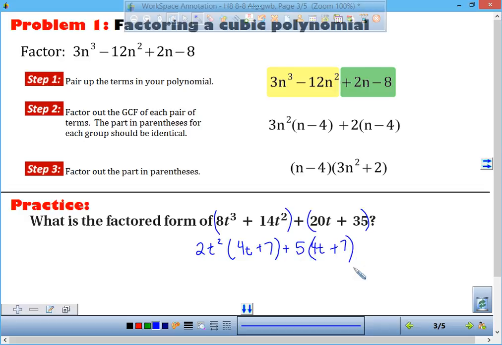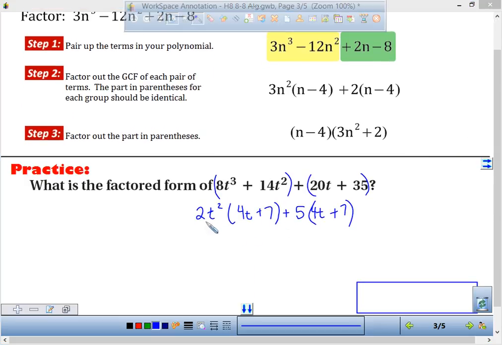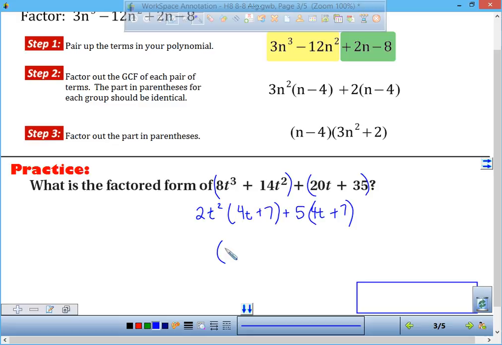Now, if I did it correctly, I should have the same thing in both pairs of parentheses, which we do. And just like we had done in the past, the outside is a binomial, so 2t squared plus 5, because that's the outside. And then the common inside is our other binomial, so 4t plus 7. And that would be our answer then.